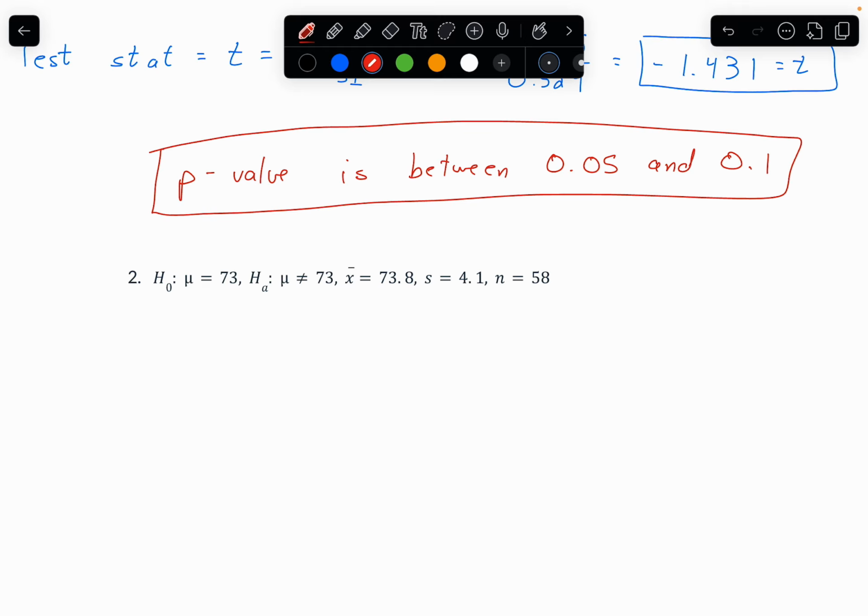So go ahead and pause it real quick and then come back, check your answer in just a moment. All right, congratulations, you've tried the problem. So now we're gonna go ahead and calculate our test statistic.